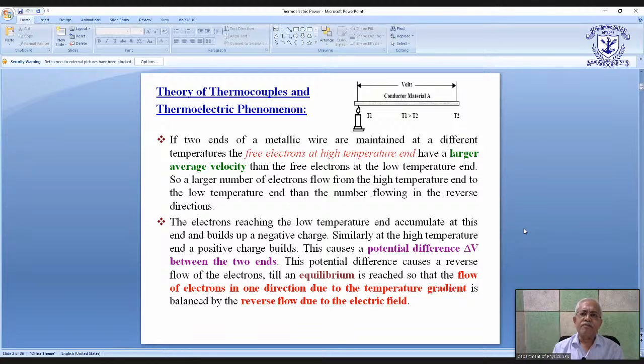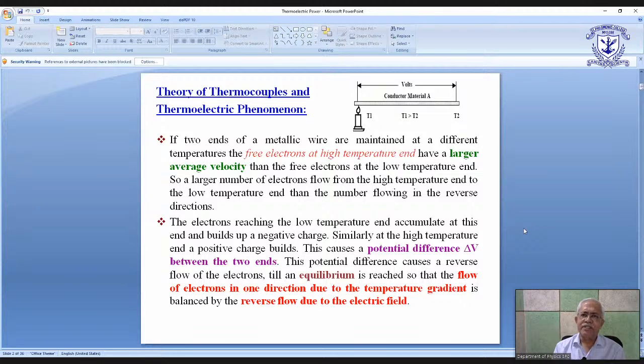And therefore, what happens is that the electrons with larger thermal energy, or V thermal, the thermal velocity, will try to move towards the colder end where the electron thermal velocity is less. Okay. So since in a metal the free particles are electrons, it is the electrons which will move. The hot electrons will move from the hot end of the bar towards the cold end.